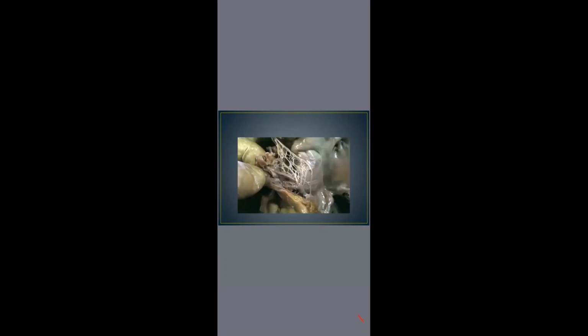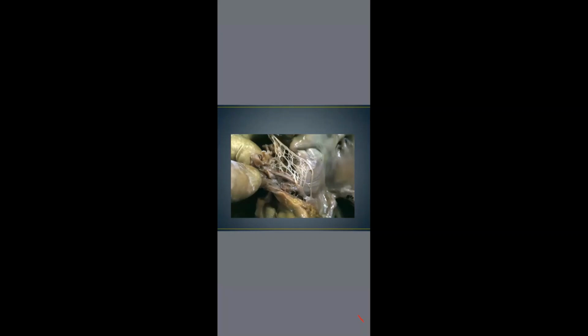Good. What is this? This is the right atrium. What is this?